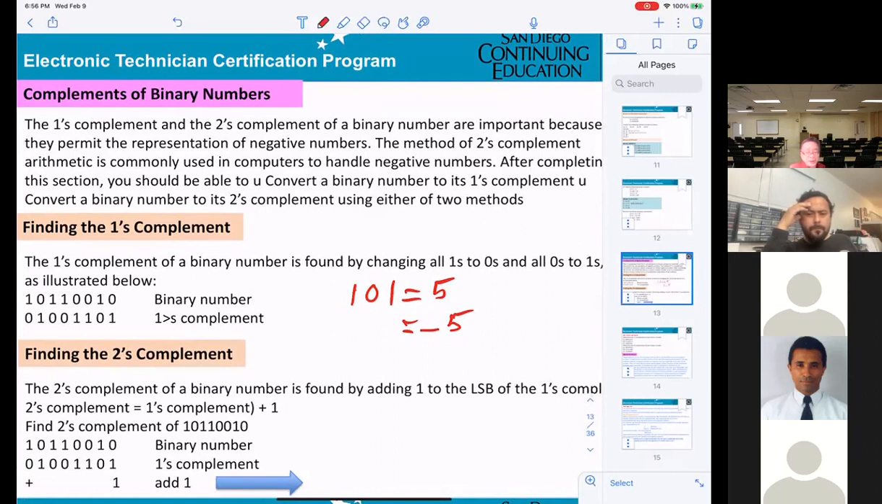Okay. For example, you get 101, that's the number 5 in decimal. However, if I say I want -5, that has to use complement, second complement. Okay.